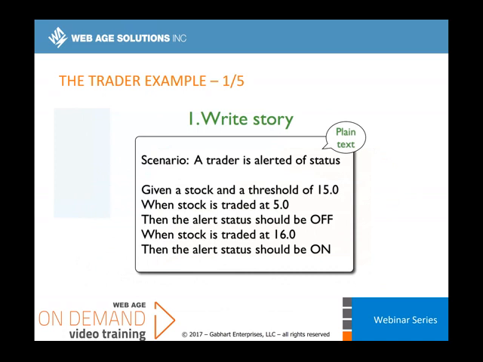A trader, and they actually jump straight past all the story stuff and dive right into the scenario. So imagine that above this you have all the normal things like the story title and the narrative before you get to a specific scenario. But they just head straight for the scenario. A trader is alerted of status, given a stock and a threshold of 15. When a stock is traded at 5, then the alert status should be off. When the stock is traded at 16, the alert status should be on.